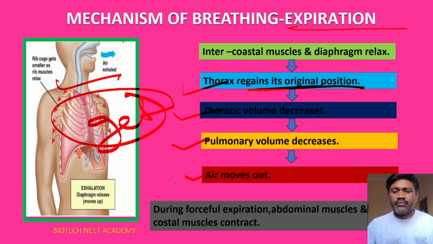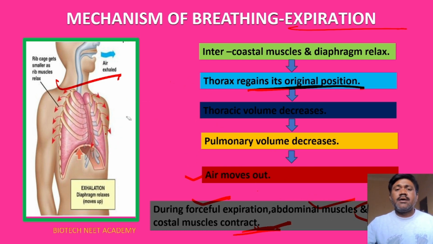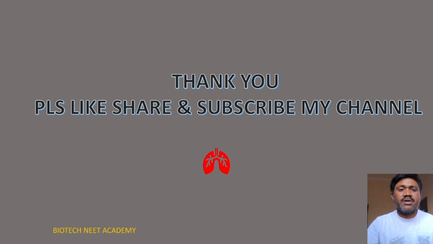During forceful expiration, look at this line: during forceful expiration, abdominal muscles and internal intercostal muscles contract. Whenever we want to expire or exhale forcefully, the abdominal muscles and internal intercostal muscles get contracted. You have to remember this, it is a very important point. Like this, the inhalation and exhalation process takes place in the thoracic cavity, right?